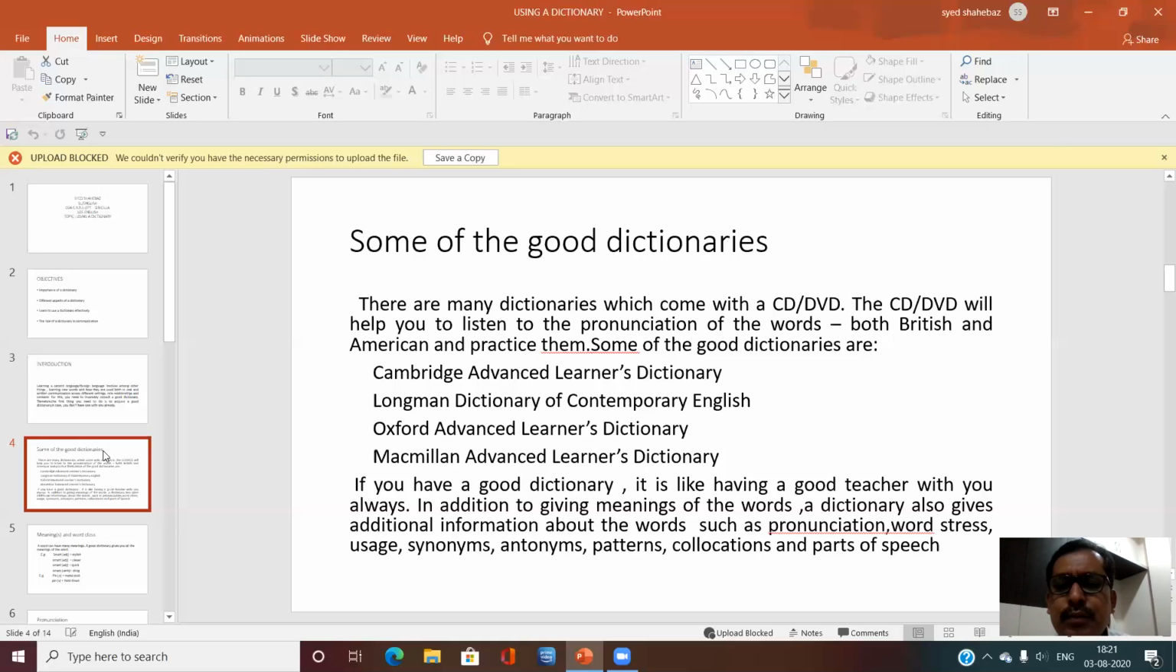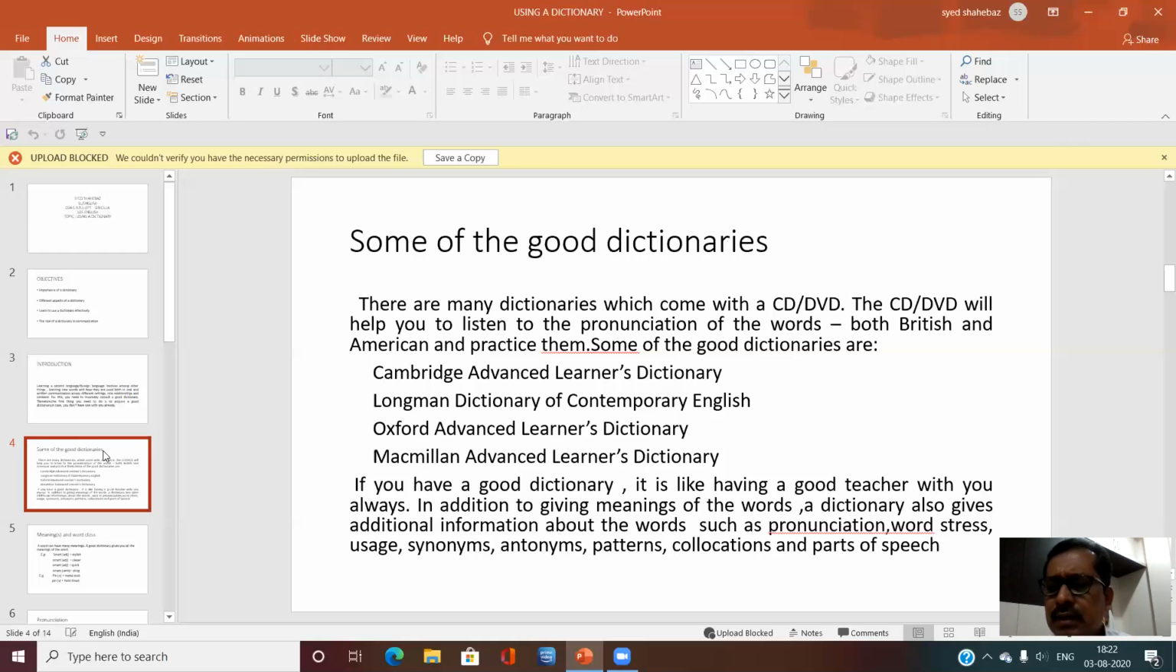Longman Dictionary of Contemporary English. This is another beautiful dictionary. Next, Oxford Advanced Learners Dictionary. It is called OALD. This is very popular and everybody knows this dictionary. Then we have Macmillan Advanced Learners Dictionary. This is also a good dictionary.